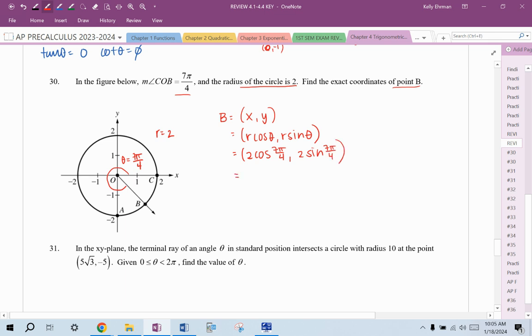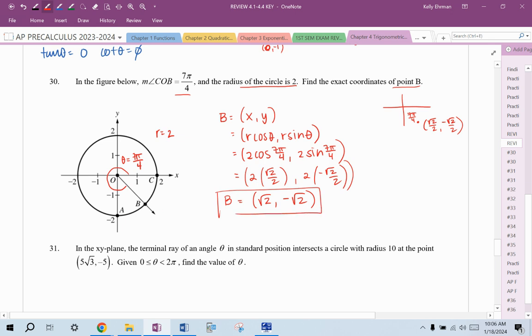I think if you struggled in AP Classroom, part of it was just you needed to get stronger on your unit circle trig. So at 7 pi over 4, this ordered pair is negative, no, it's not, it's positive radical 2 over 2, negative radical 2 over 2. That's in the unit circle. And so all we're saying is we've got to multiply that by the radius, which is 2. So 2 times radical 2 over 2 is just radical 2. And 2 times negative radical 2 over 2 is just negative radical 2. So point B has these coordinates on this circle.